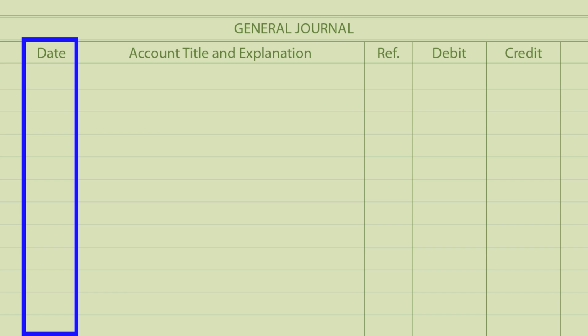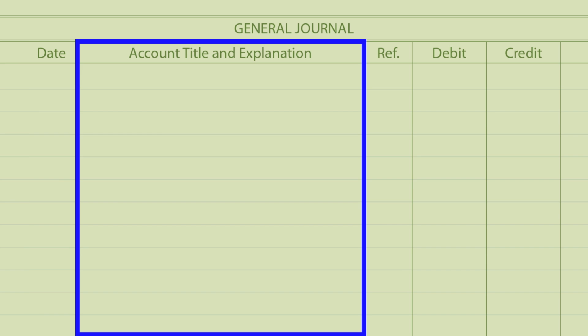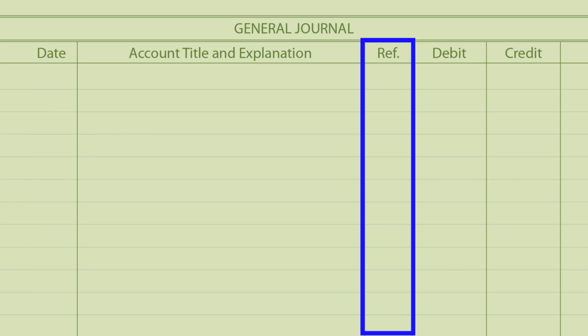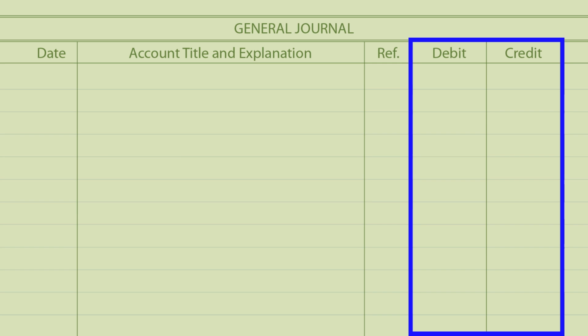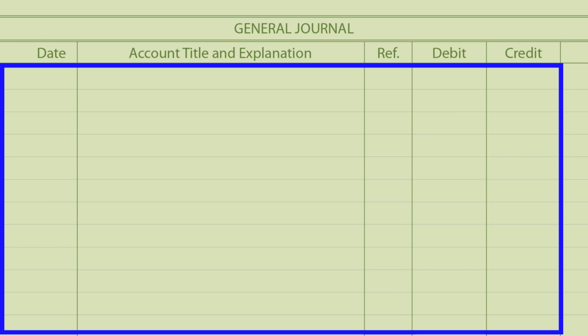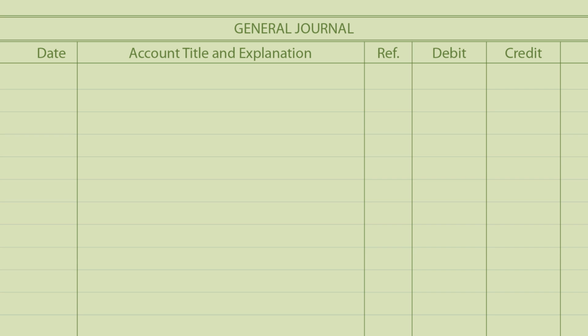There is a date column, an account title and explanation column, a reference column, which might contain a number for referencing an account, a transaction, or a source document, and then finally, a debit and credit column. When a transaction or entry is entered into the journal, it is called a journal entry. This is how an account is journalized with a journal entry.